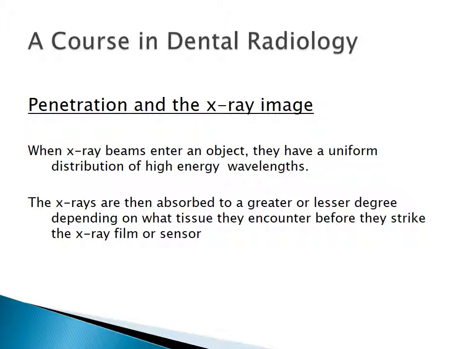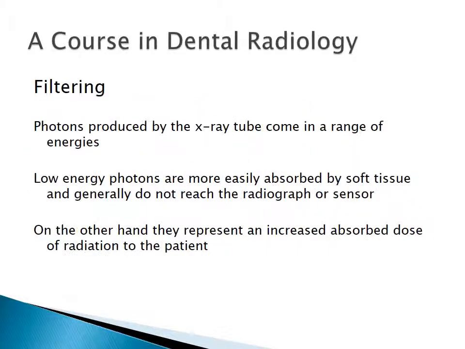So when X-ray beams hit an object, they have a nice uniform distribution with very high energy. They're absorbed then by a greater or lesser degree depending on the density of the tissue that they encounter. As I said earlier, all these photons coming out of our tube are going to be in a wide range of energies. Our low energy photons are going to be easily absorbed by soft tissue, which means they're not going to hit my film or my sensor. So all I'm going to do is give my patient more radiation than I need to.